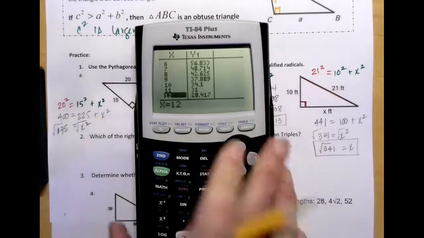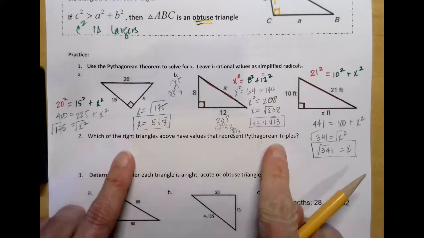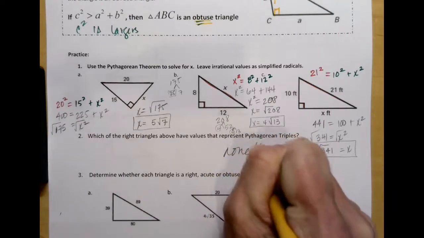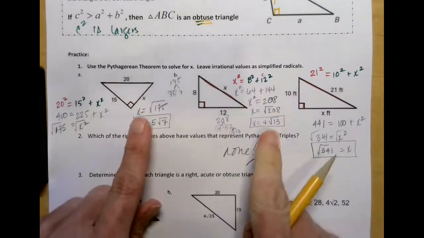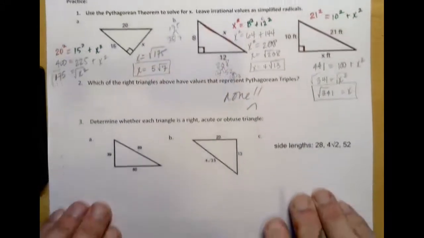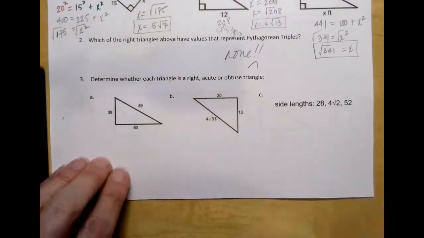So which of the triangles above have values that represent Pythagorean triples? None of them, because what we need is 3 whole values. All right, last part. Determine whether each triangle is right, acute, or obtuse.